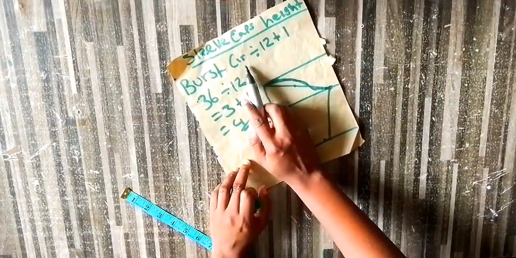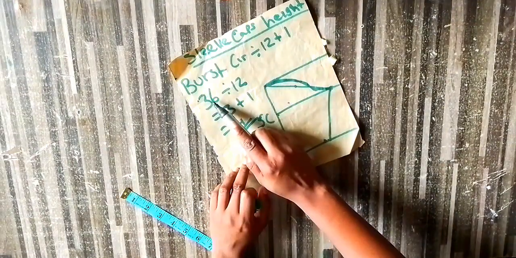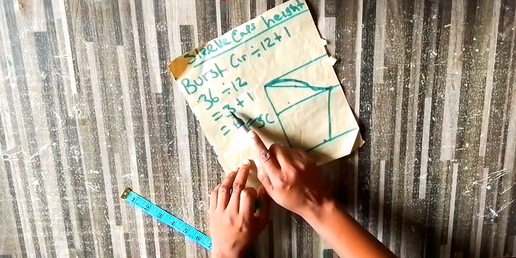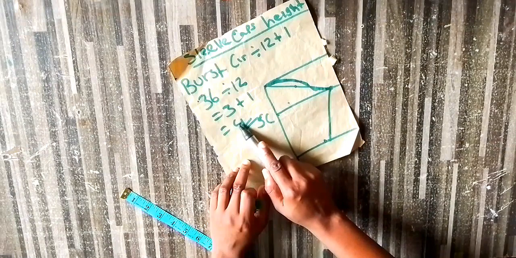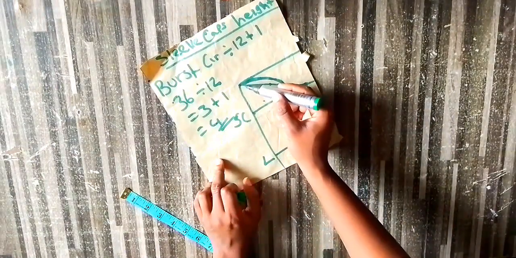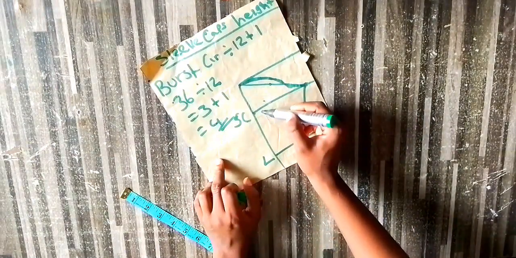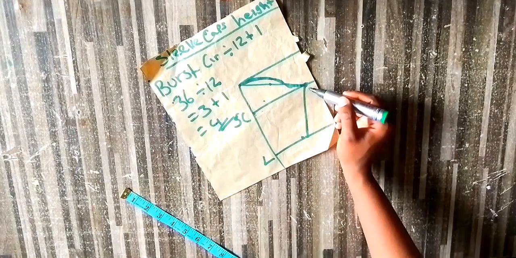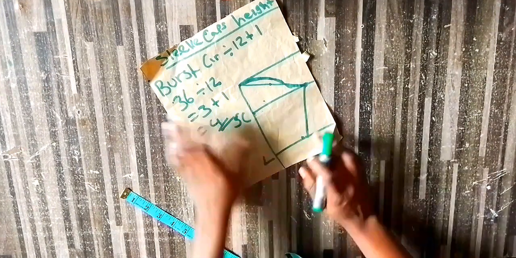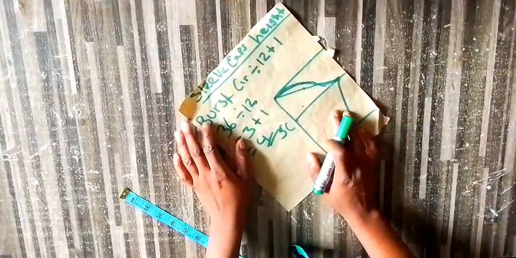So that is how to get your sleeve cap's height, which is your bust circumference divided by 12 plus 1 inch will give you your sleeve cap's height. And you measure your sleeve cap's height from the top of your fabric as indicated in this picture. Let's move to the next one, guys.